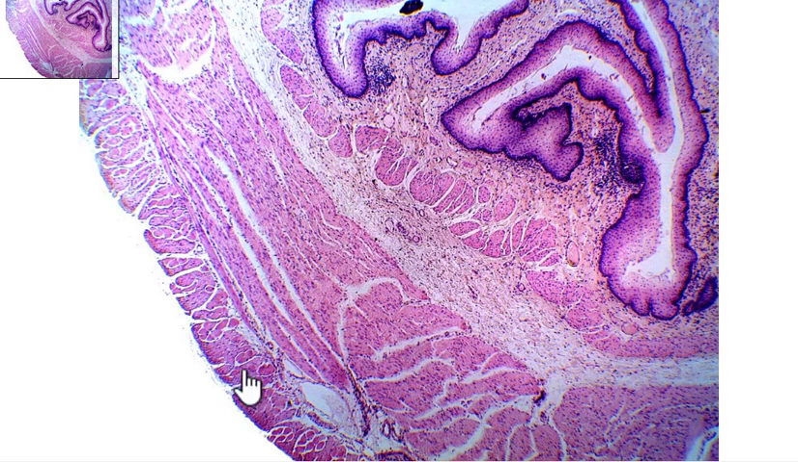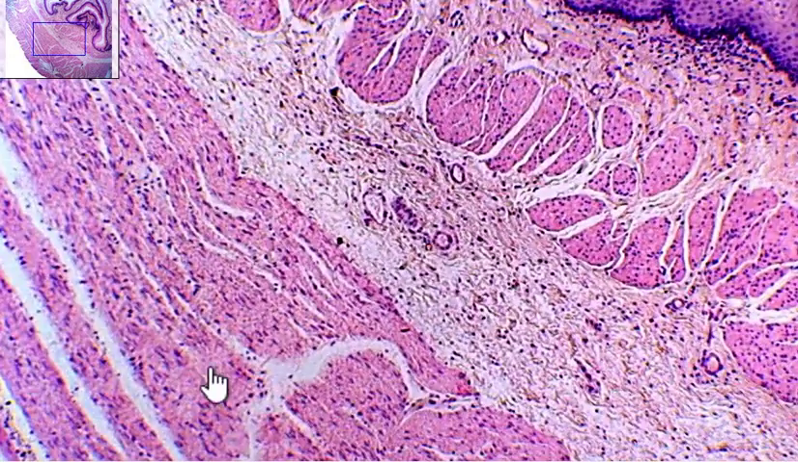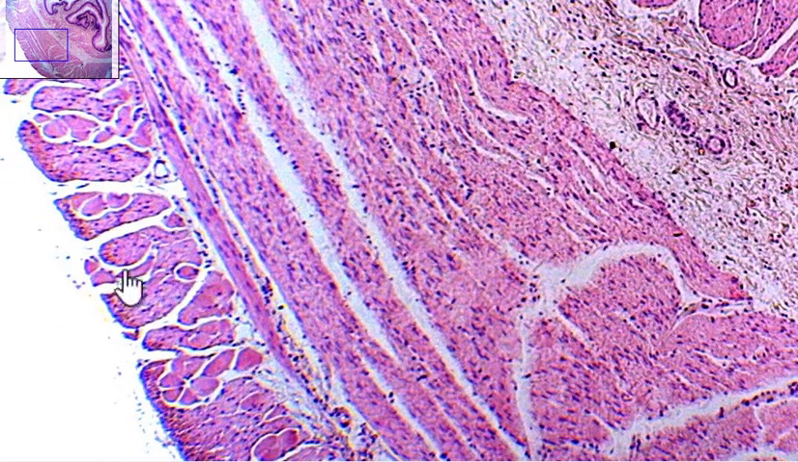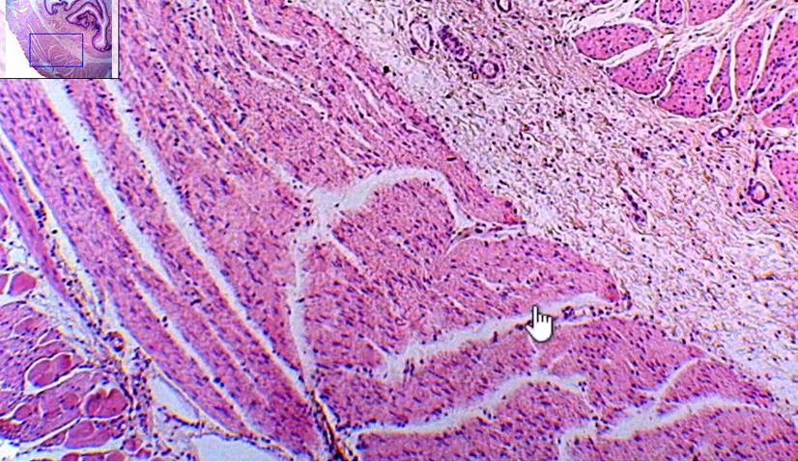If you look at these fibers right here, so if we zoom in a little bit, you can see how it looks like they're poking out of the screen at you. They're going into and out of the screen. That means they're running down the length of the esophagus, hence longitudinal. But these over here, you can notice they're going in bands going around the esophagus. That's why those are the circular layers.